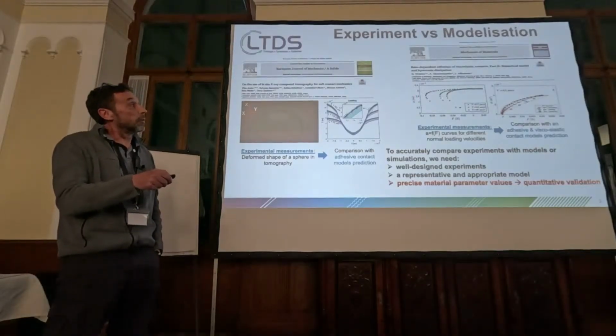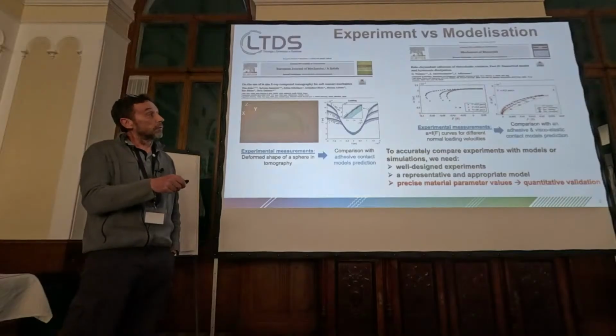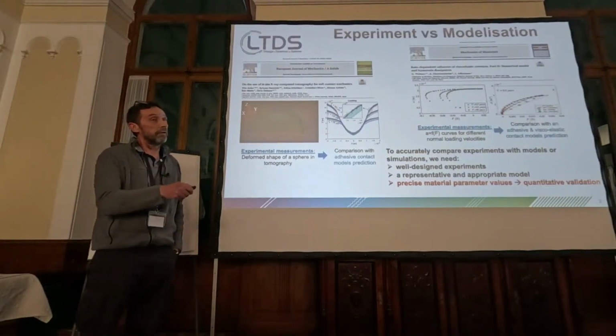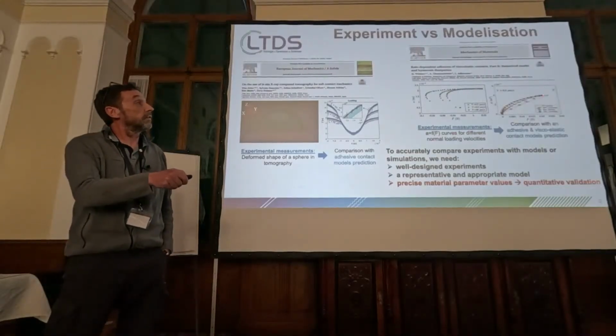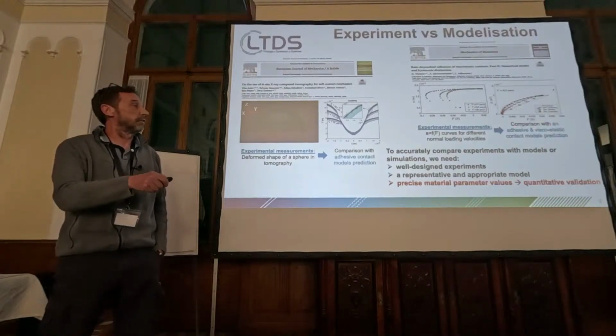In this paper, for example, the authors measure the evolution of the contact radius as a function of the normal force during a contact experiment, and they vary the velocity of the contact. At the end, their goal was to compare this with a new adhesive viscoelastic contact model.